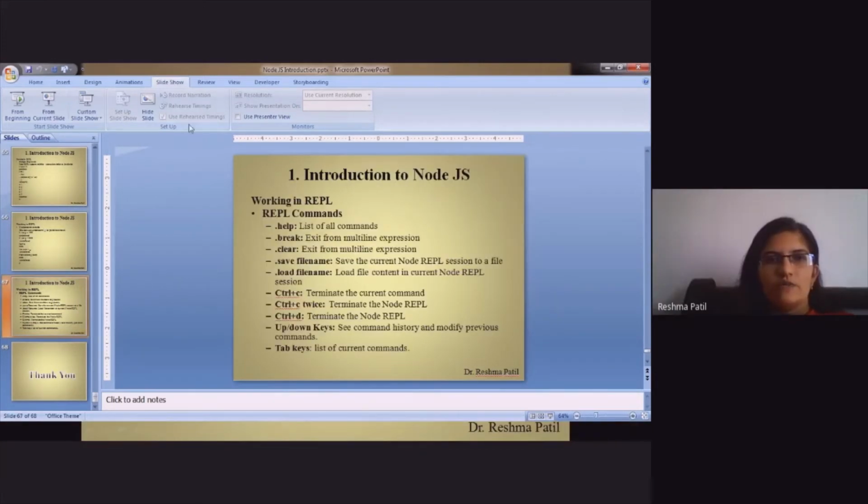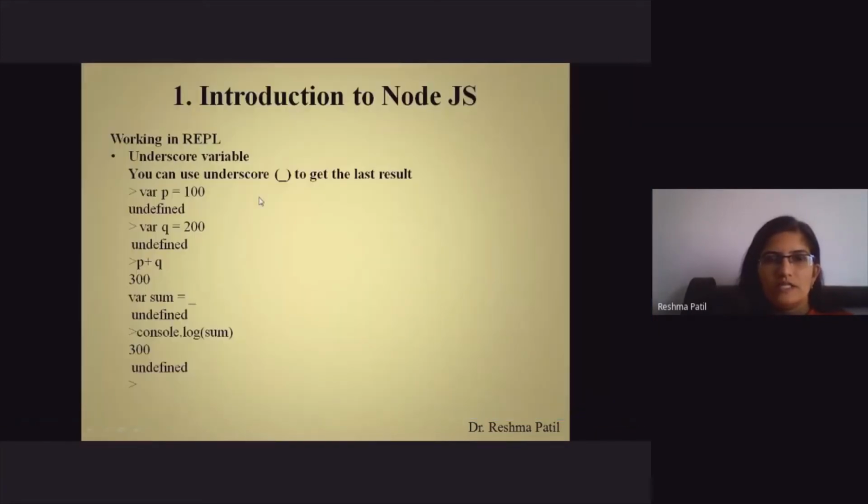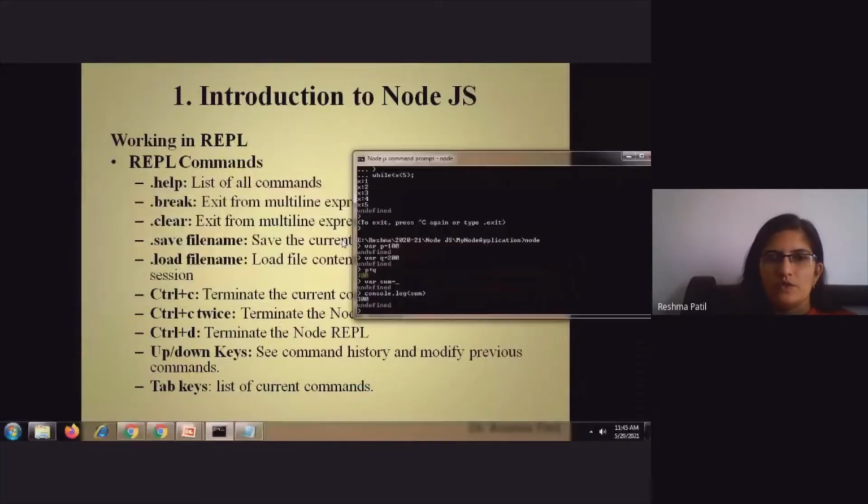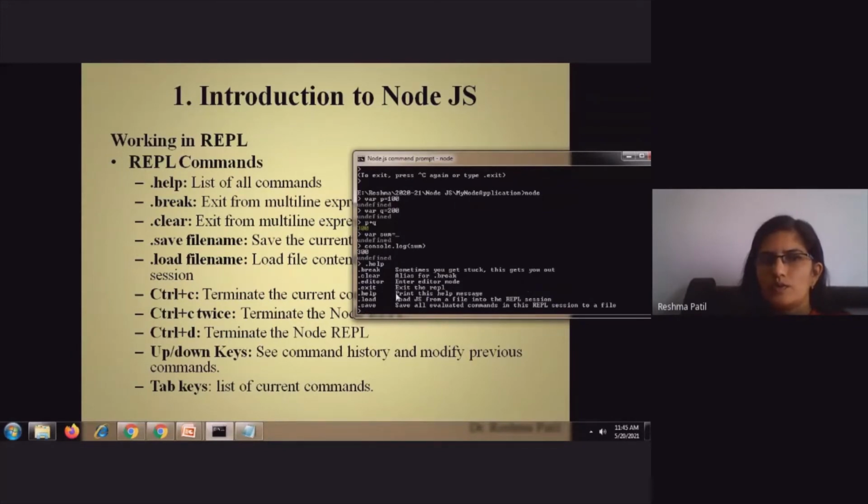Now after this they have given various commands of REPL. That command we can execute in this node. Dot help command, break, clear, save file, load file, control plus C twice, control D, up down keys, tab keys. These are the commands which we can execute under this REPL. For example, I will show: dot help. It will show the list of all commands available. Under this help we can get all these commands: break, clear, edit, exit, help, load, save.